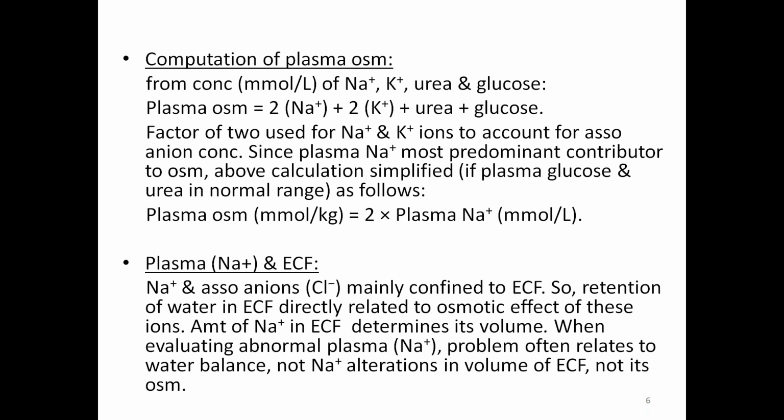Now, since sodium is the most predominant contributor of osmolality in the plasma, if you simplify this calculation, presuming that plasma glucose and urea are in normal range, then this comes out to be plasma osmolality in millimoles per kg equal to 2 into that of plasma sodium. Again, always in millimoles per liter.